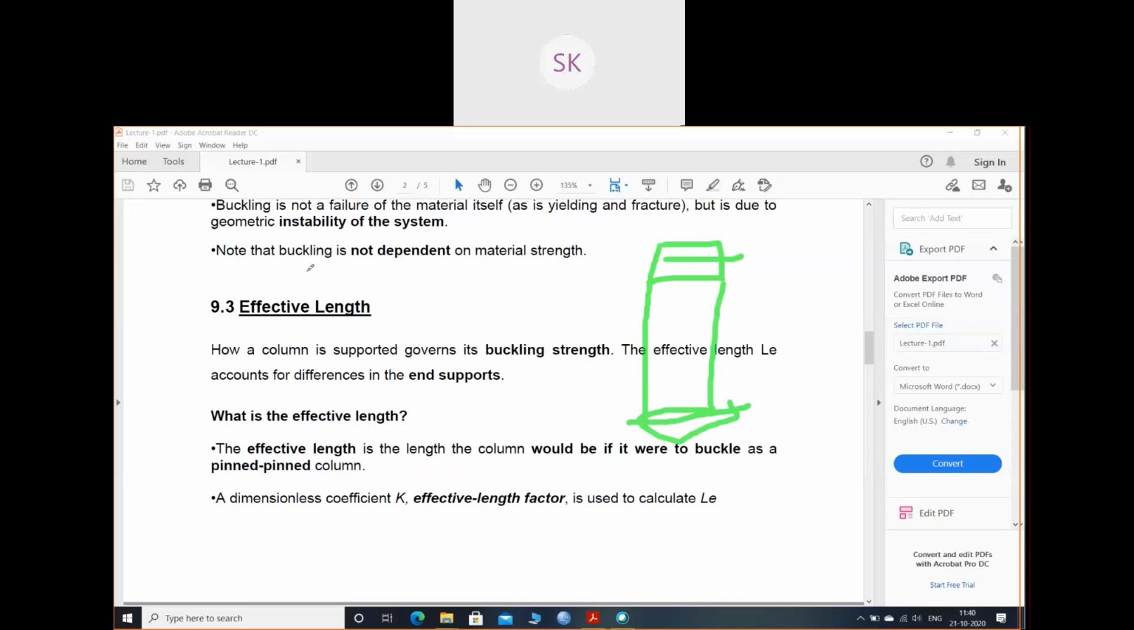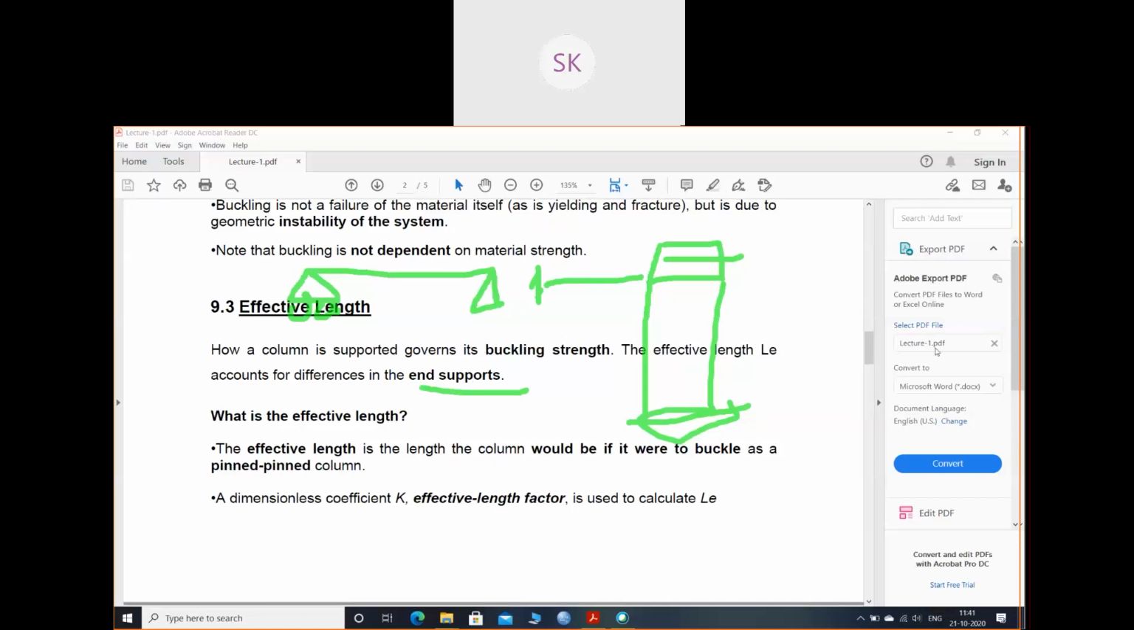Just like in a horizontal beam, we got the simply supported beam, right? One was pin, one was roller. Then we got the cantilever beam. These are support conditions. In the same way, there will be some support conditions for a column also, and how a column is supported governs its buckling strength. The effective length, represented by LE, accounts for differences in the end supports. This LE, the effective length of the column, is also dependent upon the end support. There will be different values of LE for different support conditions.